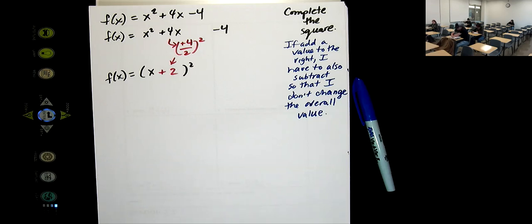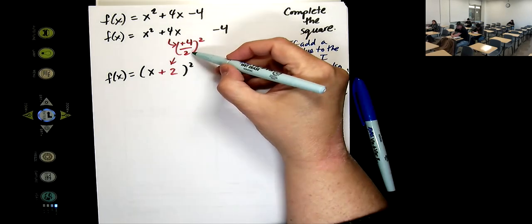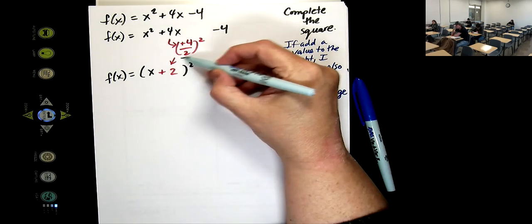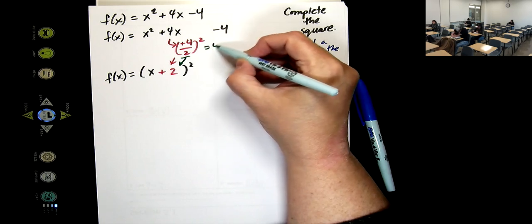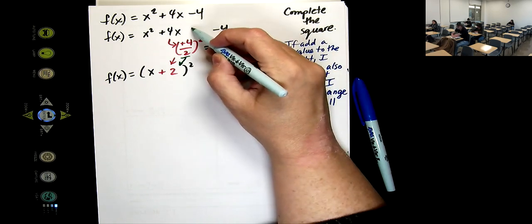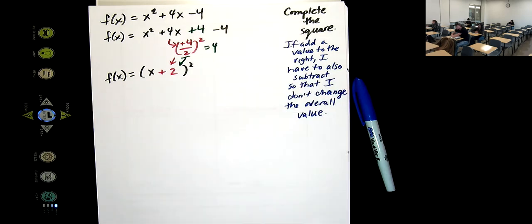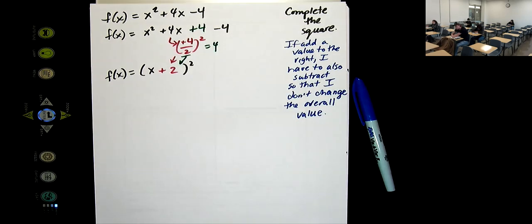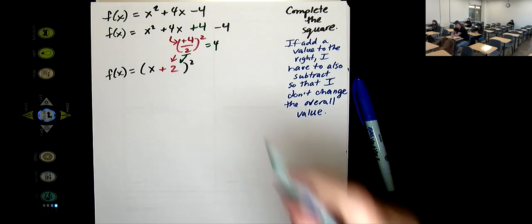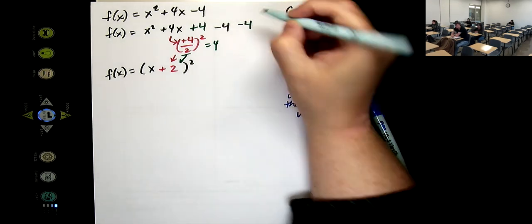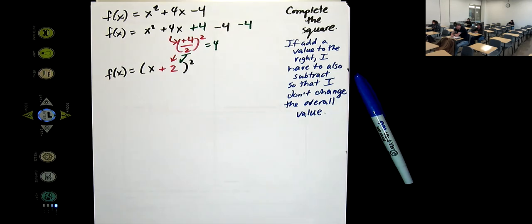So if I take the 4 over 2, that's the 4 over 2 is that part right there. Then that's 2 squared equals 4. I needed to add 4 here to complete the square. And since I added 4, I do not want to change the overall value. I have to subtract 4 as well. I want to undo anything I've done.